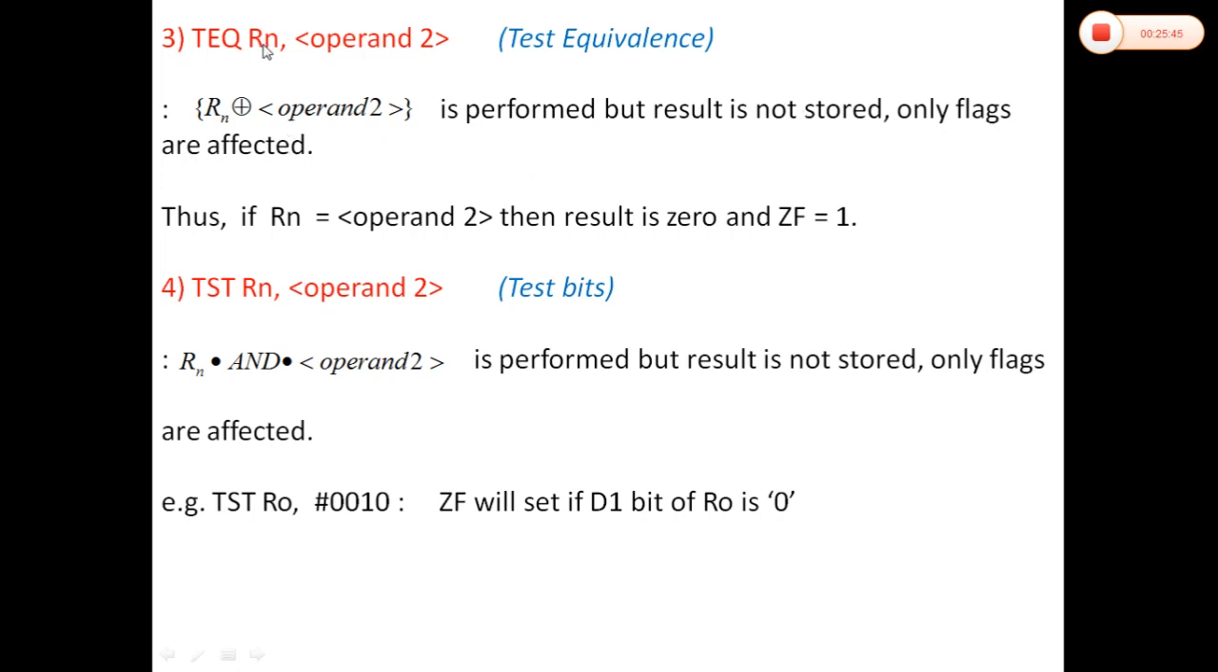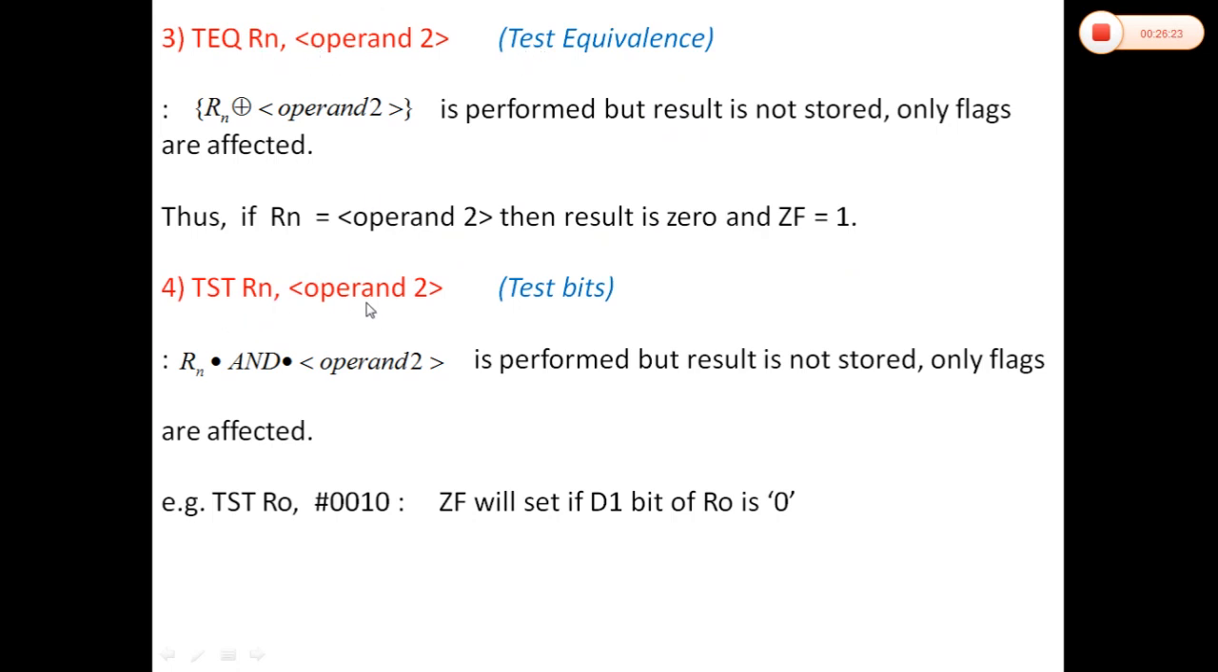For example, if the two numbers are the same, they are equal, then 0 XOR 0 is 0 and 1 XOR 1 is also 0. So when these two numbers are equal, the result of the XOR operation will be 0 and the 0 flag will be set. And therefore, when the 0 flag is set, it means that Rn is equal to operand 2. Otherwise the 0 flag will be reset. So that's how this can be used to test the equivalence between the two operands.